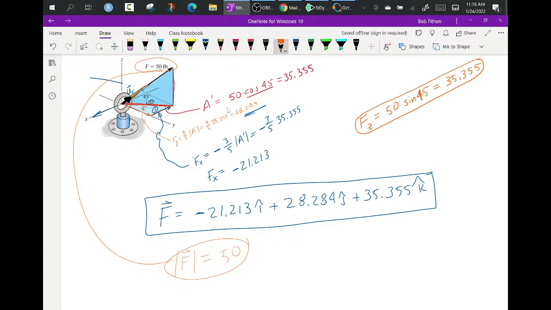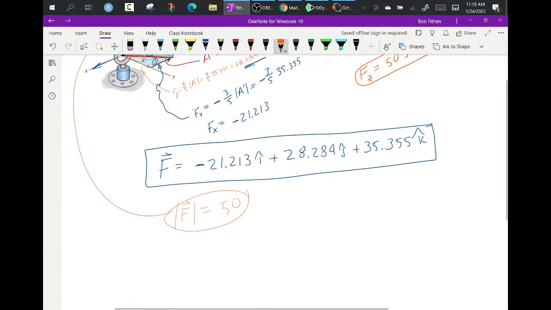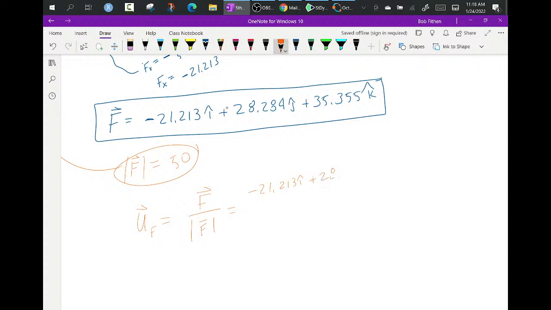Now, if I want a unit vector going in that direction, I basically just take the vector F and put it over the length of F. So it's just minus 21.213 I plus 28.284 J plus 35.355 K, and divide all that by 50.